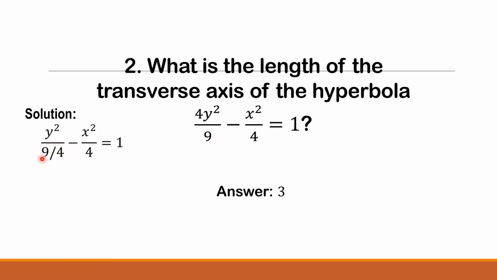So, this is the a squared. A is 3 halves. Okay? Ayan. So, a will be 3 halves. So, multiplying that by 2, kaya 3 na lang. 3 units ang ating length of the transverse axis.